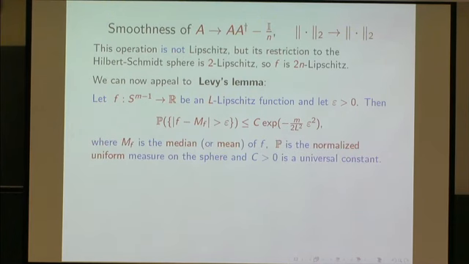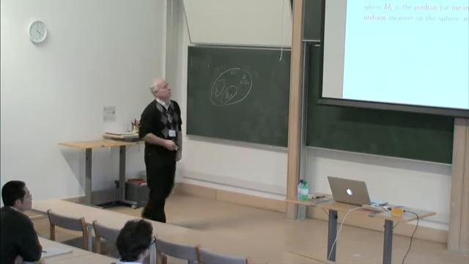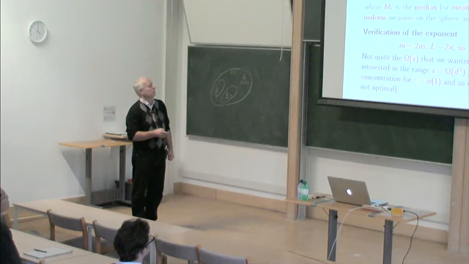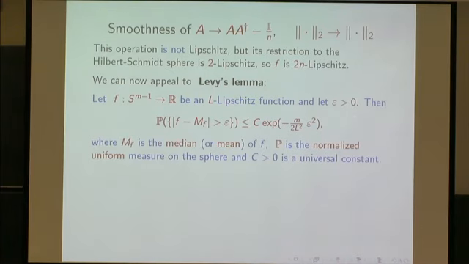Well, not the calculation. First let me recall Levy's lemma, which tells us that Lipschitz functions on Euclidean spheres are very well concentrated around their means or medians. And it doesn't matter whether it's mean or median, because if they are concentrated, then mean and median are very close to each other. So what do we have? Well, you just have to believe this. This is Levy's lemma, concentration of measure.